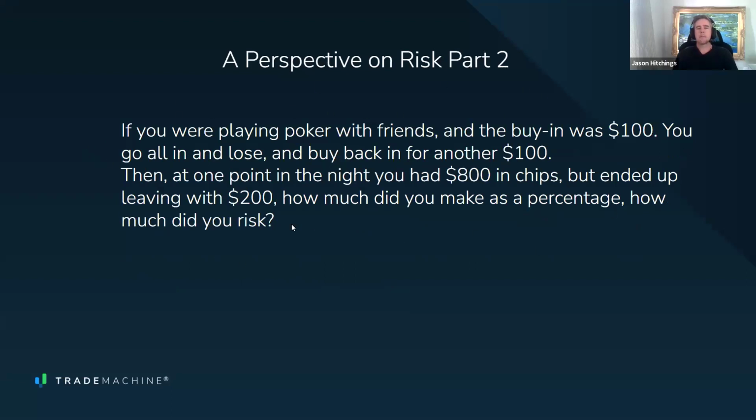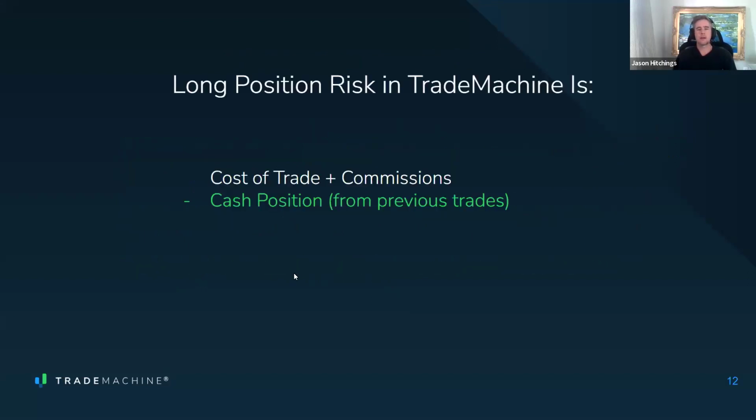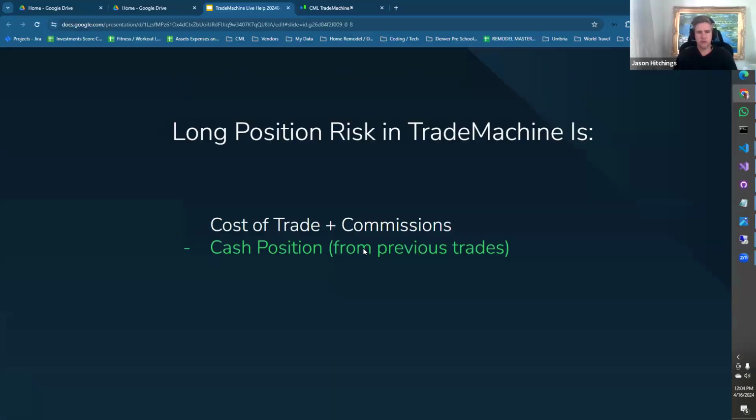If the same situation happened, but you had a buyback and you ended up bringing a total of $200, if you ended up leaving with $200, then we consider that to be break even for the night. So in short, the risk in TradeMachine is the cost of the trade plus any commissions minus the cash from previous positions, whether positive or negative.